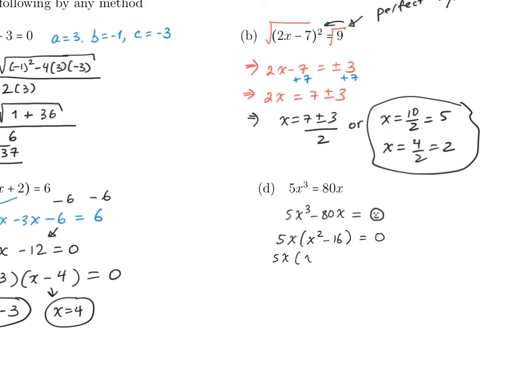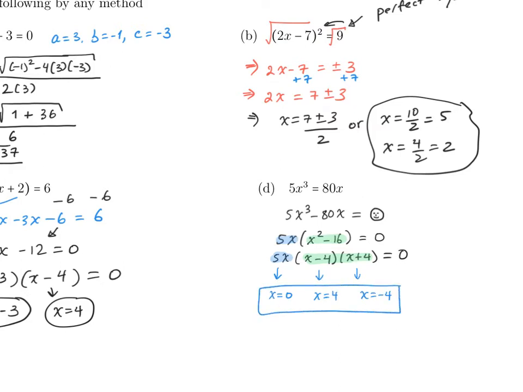factored, but the x squared minus 16 is a difference of squares. So you can factor it as x minus 4 times x plus 4. So this will give you this much. The 5x is already factored, so there's nothing you can do there. Now from here, that means that x has to be 0 because 5 cannot be 0. From here, x has to be 4, and from here, x has to be negative 4. So these are the three solutions.